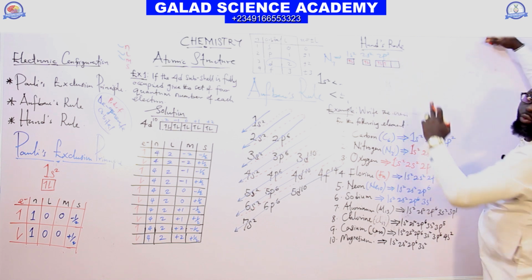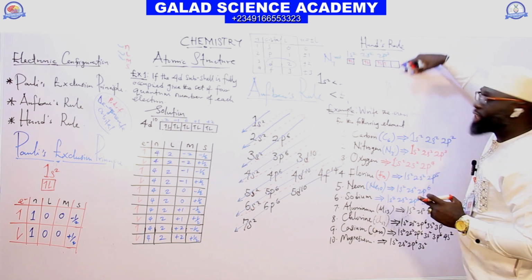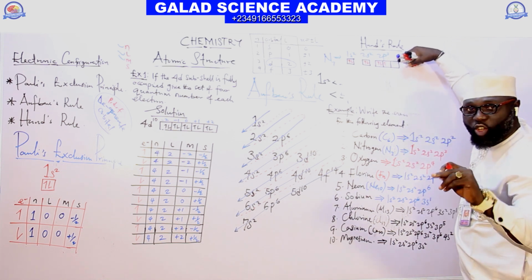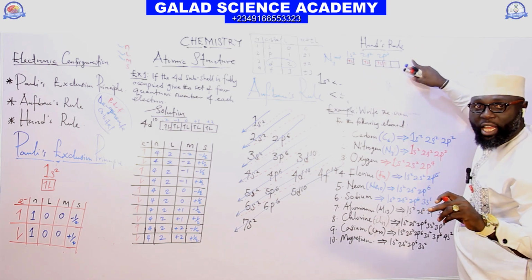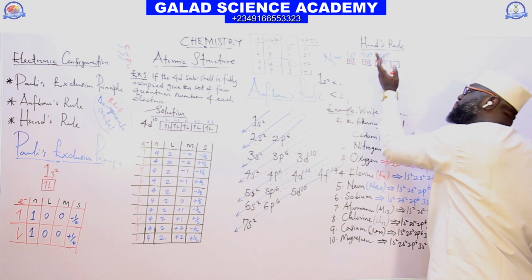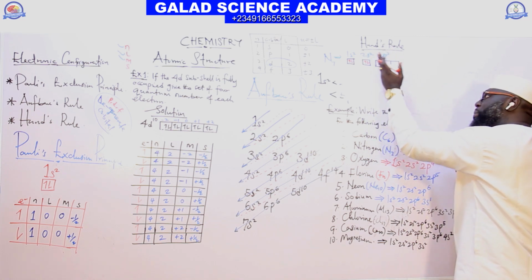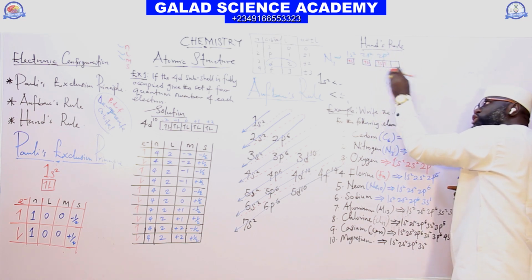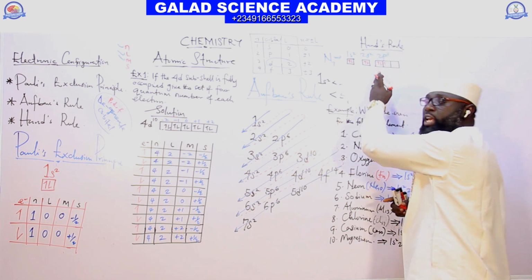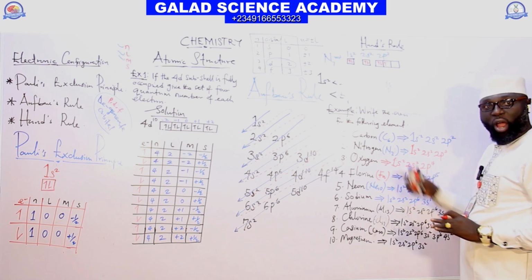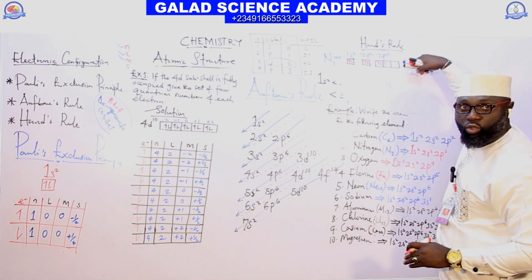If you do it in this way, you are in trouble, because this P is degenerate orbitals. It has more than one subshell. So you must distribute the remaining electrons to the 3 subshells here. If electrons remain, you start afresh again. But if you do it like this, you are in trouble. You don't follow Hund's rule.